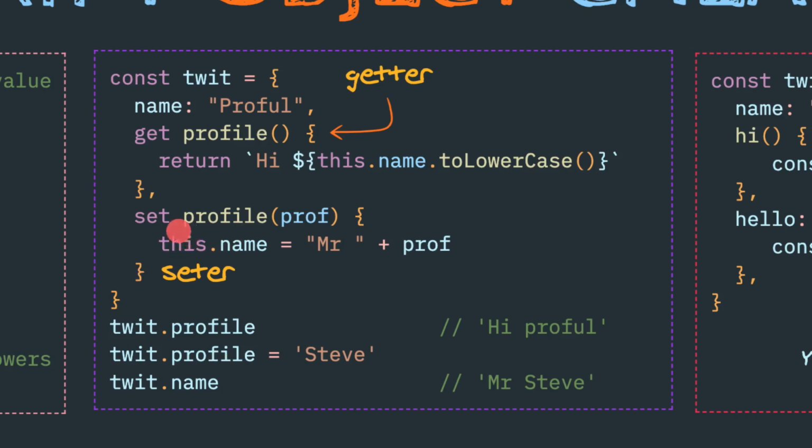So for example, set profile(prof). Here we can access this individual name using the this keyword. this.name will point to this profile. Here we are changing it, passing Steve. Steve will go to the setter and Mr. Steve will be printed. And before that, if you print tweet.profile, it will execute the get profile. Hi, my name with the lowercase will be printed. So any operation we can do, but the accessing method is very important. And inside that we can access this tweet object's properties using this.name, or we can set using this.name. Okay.